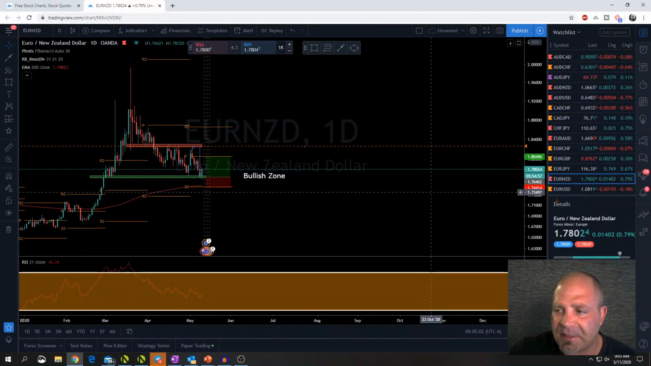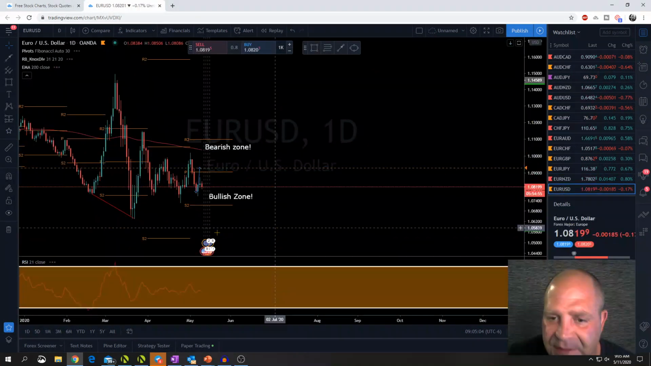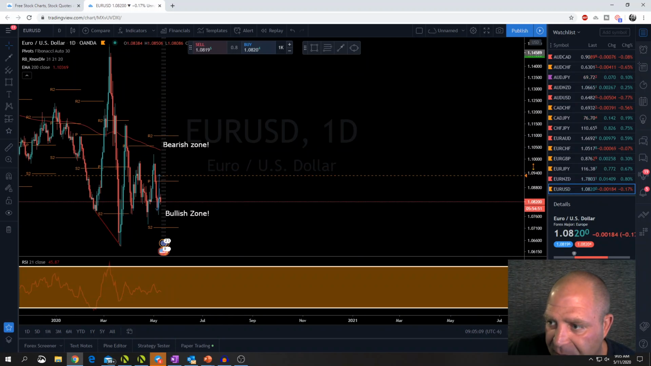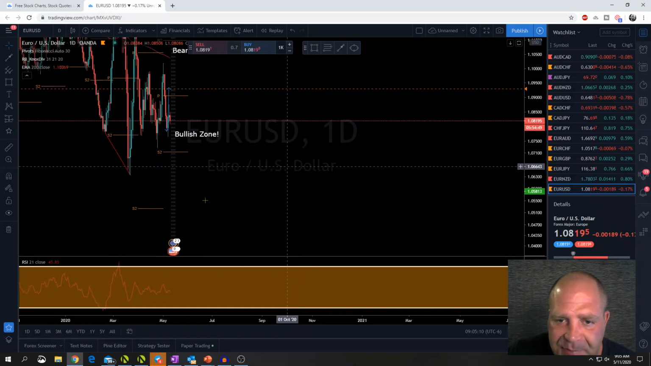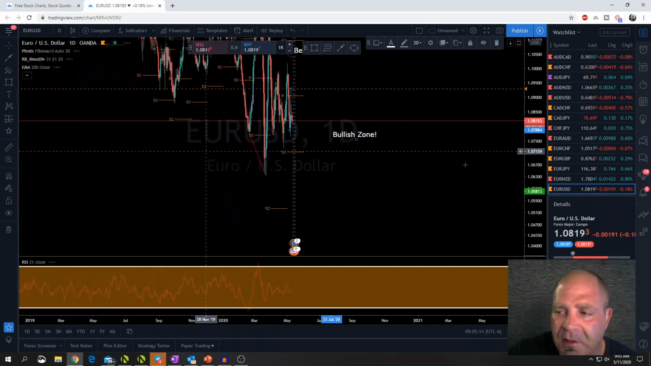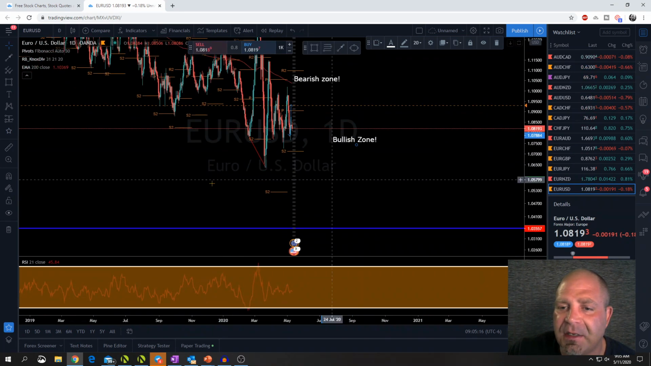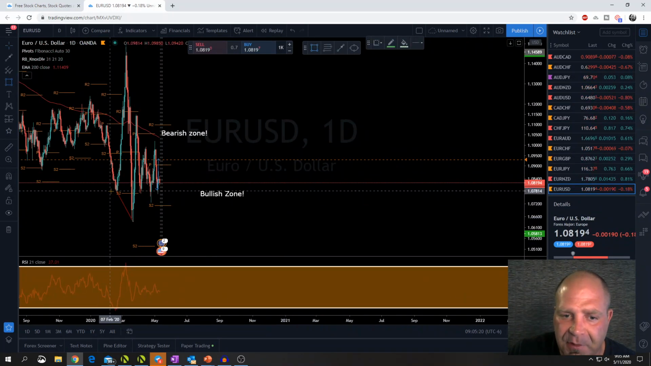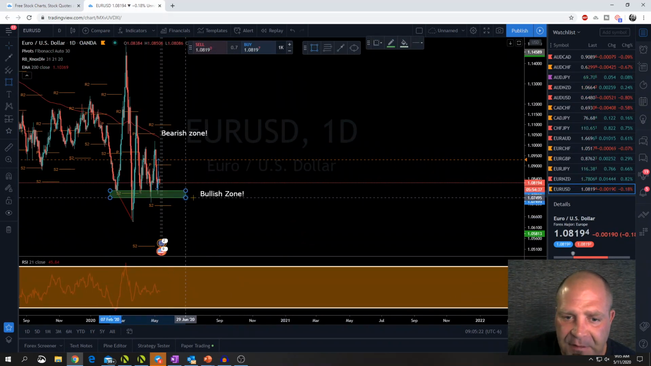Euro NZD's red. Okay, Euro USD. A lot of people are long this pair. I mean, so many people are commenting and posting on trading. This pair is the one that most people definitely talk about.